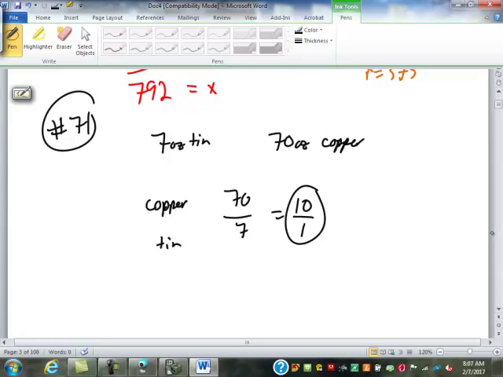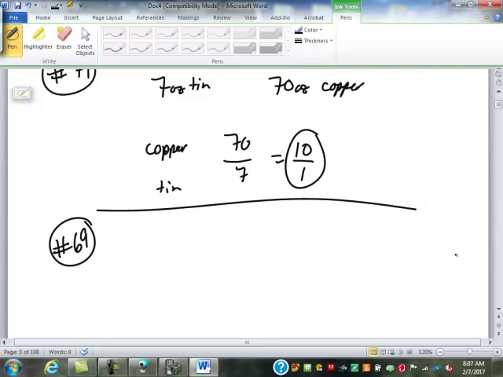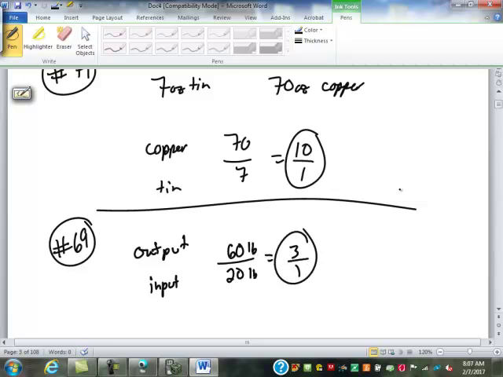Number 69, mechanical advantage. Mechanical advantage is defined as the ratio of output force to input force. 20 pounds is applied to lift 60, so output to input. 20 pounds is applied, so that's the input force. You lift 60, that's the output force. So it's a 3 to 1 mechanical advantage.